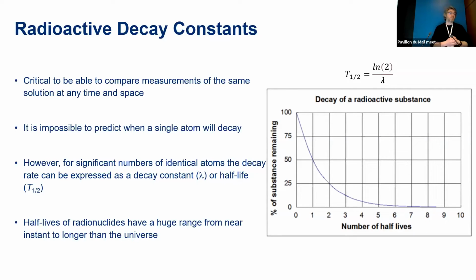It's impossible to predict when a single atom will decay, but we can do it when we have lots of atoms. The half-life is the time period to get half the quantity of decays. And we know half-lives have a huge range, from almost instant to longer than the age of the universe.